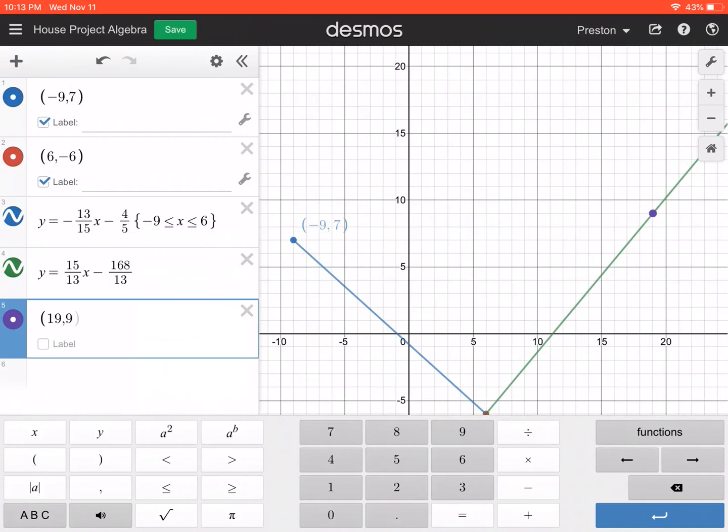And notice 19, 9 falls exactly on that line. And I'll go ahead and label that 19, 9. Now, if your slope's something small like 2/3, I wouldn't go up 2, right 3. That'd be a really small house.